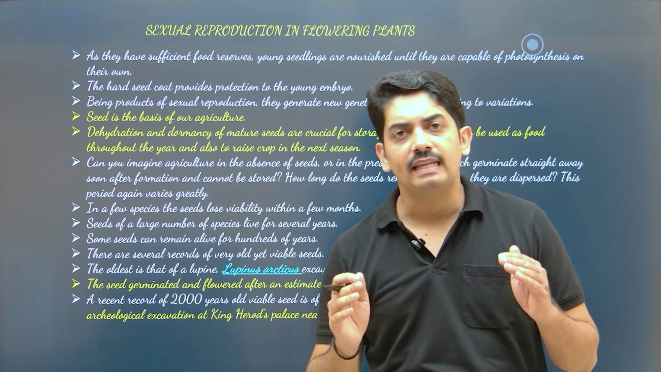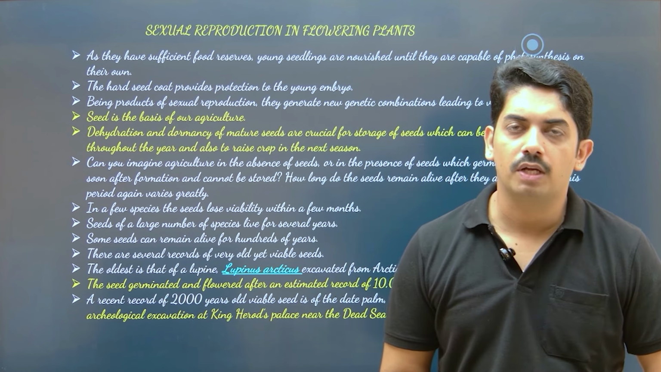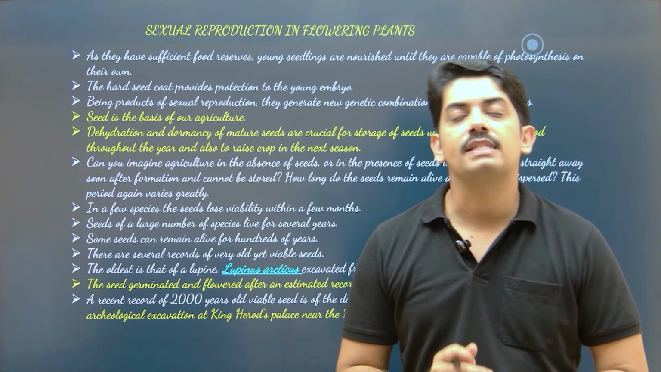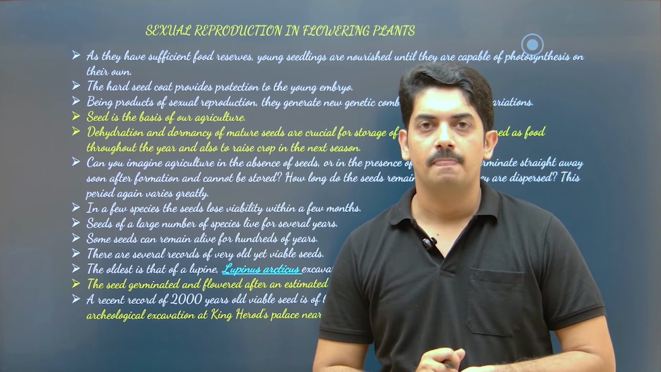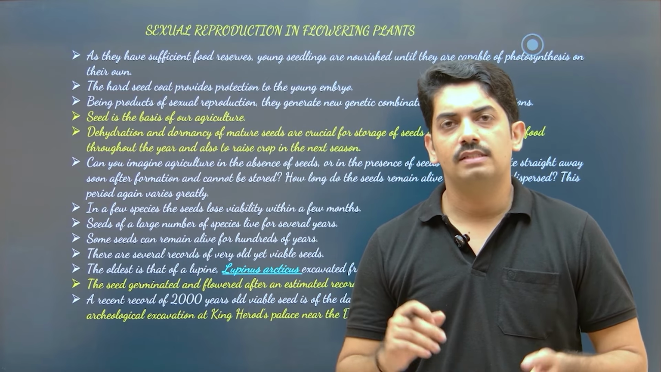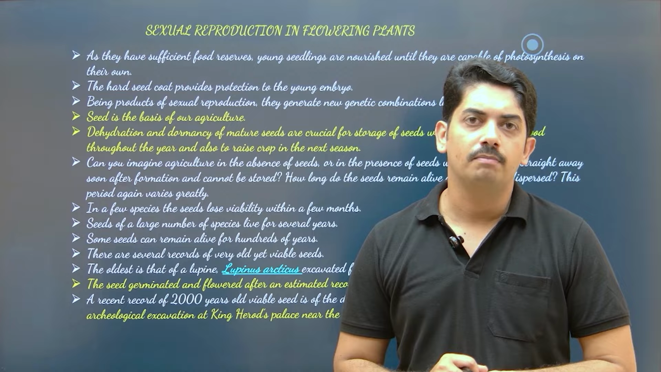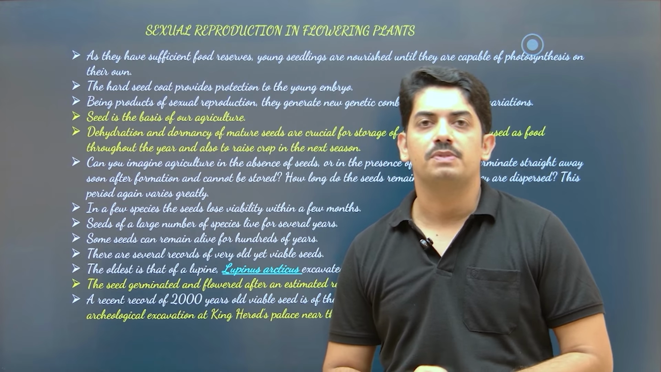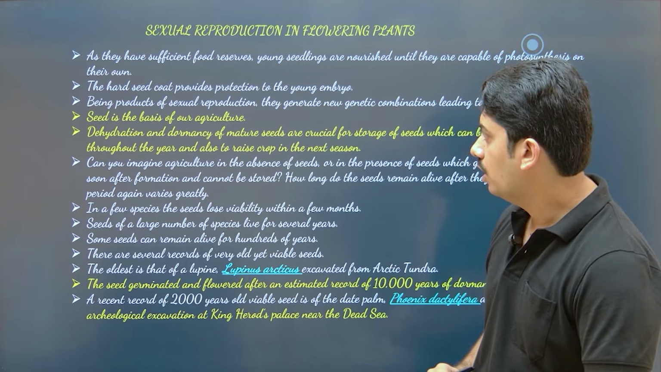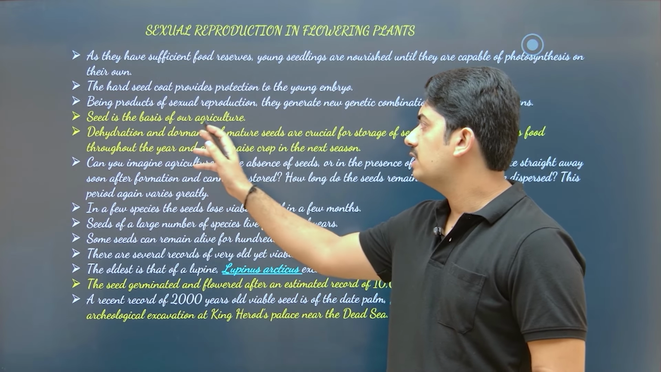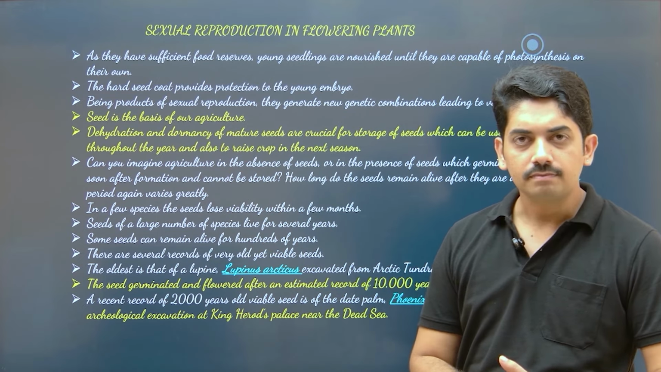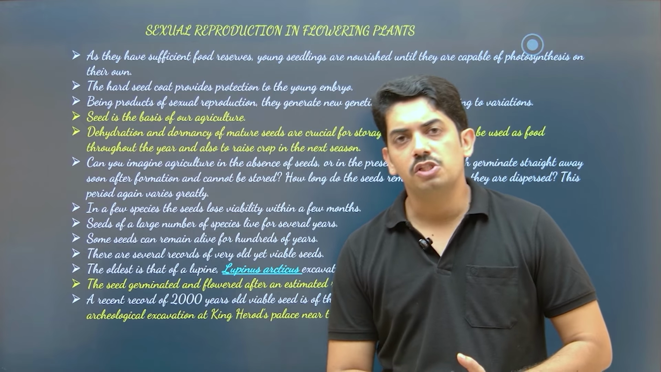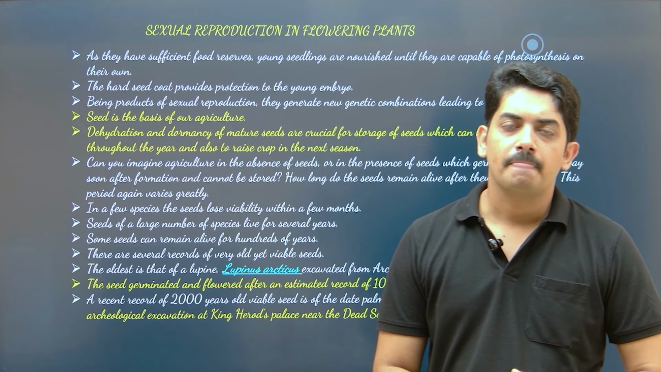What is the main intention of the sexual mode of reproduction? Producing offsprings having some variations. So what is this variation and why is it so important? Variation gives the offsprings a better chance to survive in the environment. So seed is the basis of our agriculture. In agriculture, seed is the basic thing.